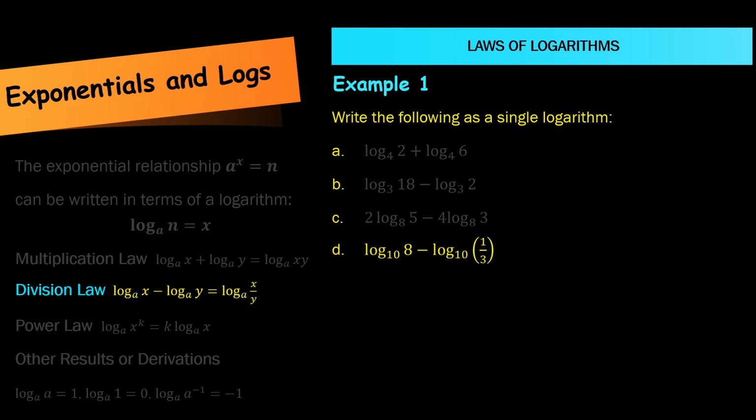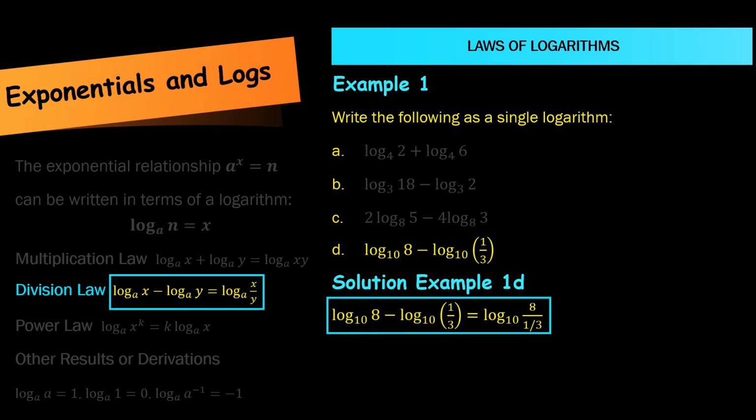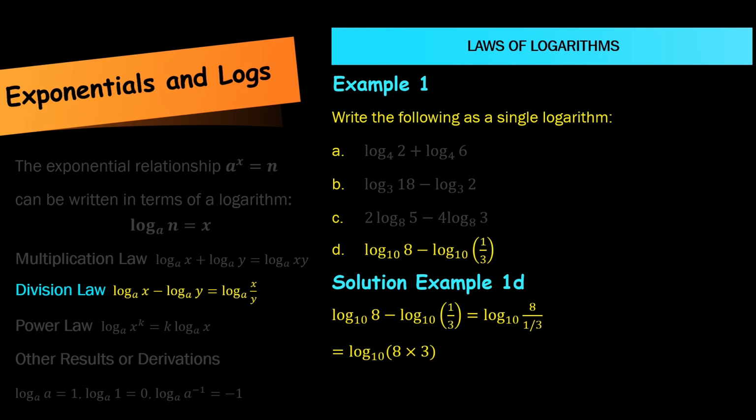And now for part D. We are required to write log 8 base 10 minus log a third base 10 as a single logarithm. Let's solve this. We are going to apply the division law as shown here, and then tidy up to give us log 24 base 10.